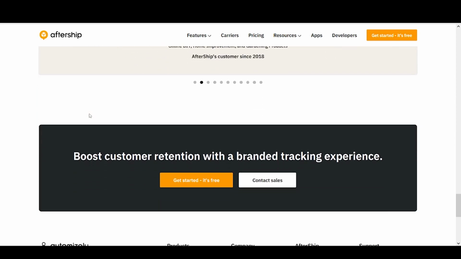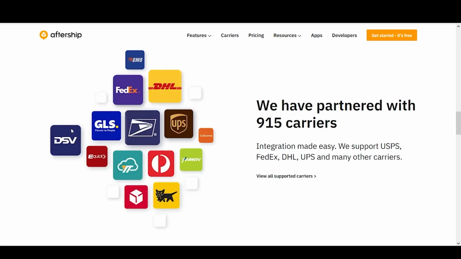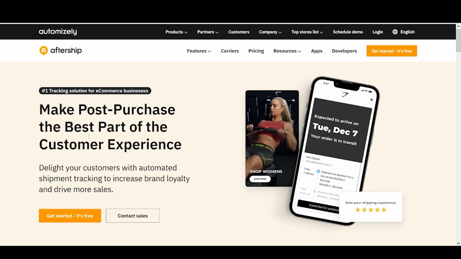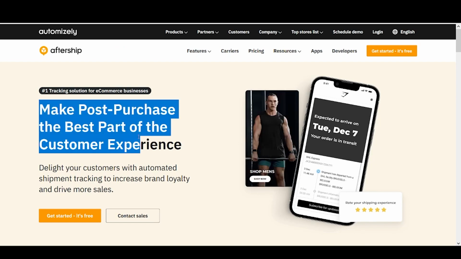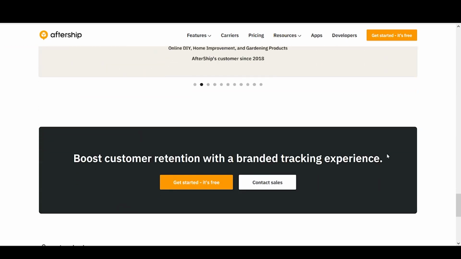Okay, scrolling down. We're towards the bottom of the page now. Boost customer retention with a branded tracking experience. I don't know about you, but for me, that's a much stronger sentence than what we've got at the top: Make post-purchase the best part of customer experience. That for me is way too strong. If you just replace that with boost customer retention with a branded tracking experience or something similar, I feel like this is a lot more on brand and a lot more on point.